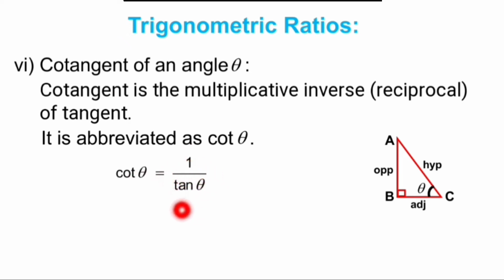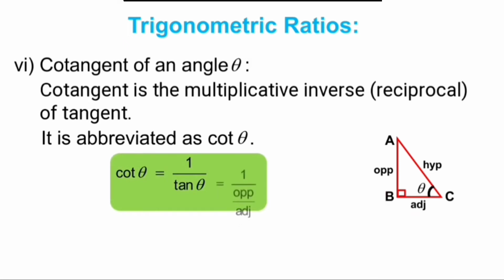Children, how do we define tan theta? Yes, it is opposite side by adjacent side. So, it can be written as 1 whole by opposite by adjacent. Now, let us take the reciprocal of it. Then we get cot theta is equal to adjacent side by opposite side.